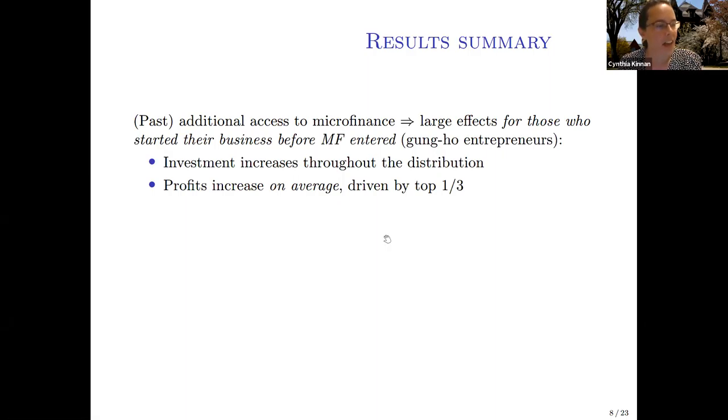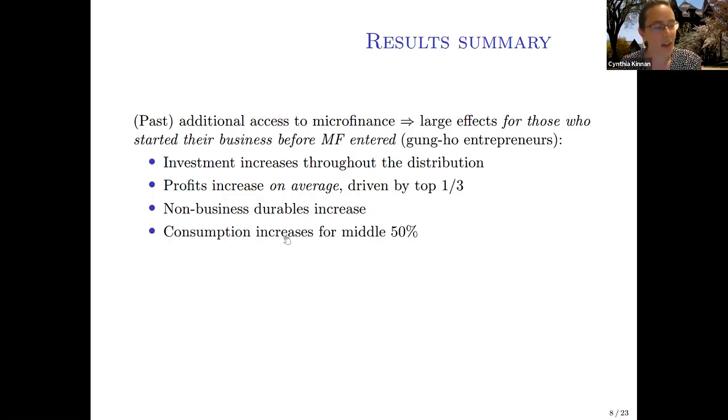And that's going to be driven by the gung-ho entrepreneurs, particularly the top third of the distribution. For the gung-ho entrepreneurs, we see that non-business durables increase. So households are also able to enjoy some consumption benefits of this additional profit and income. And we also see that consumption increases for basically the middle 50% of the distribution.